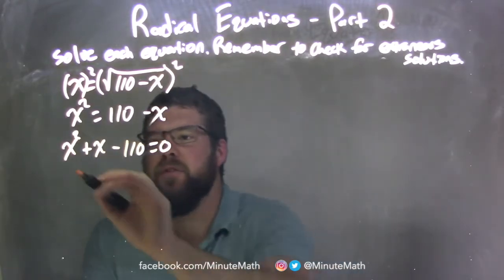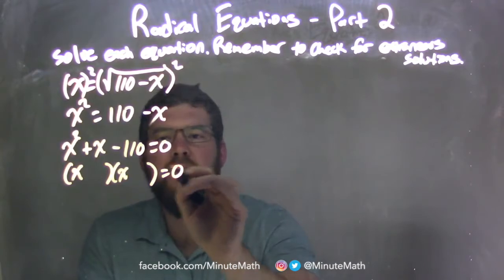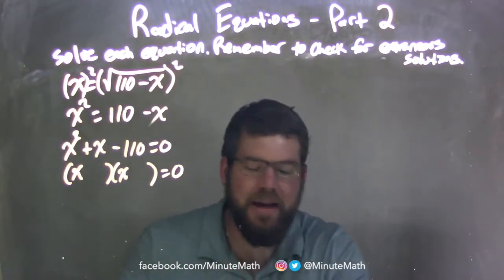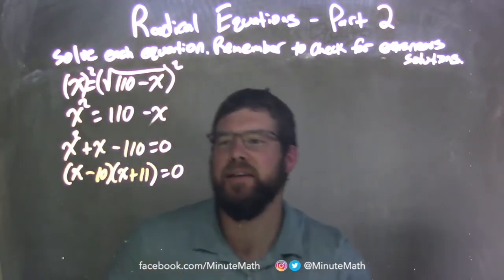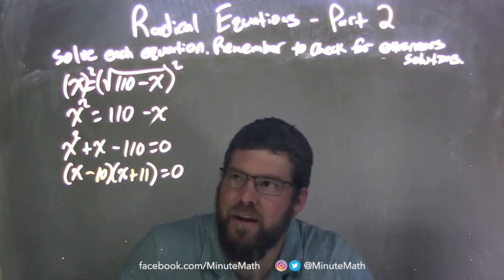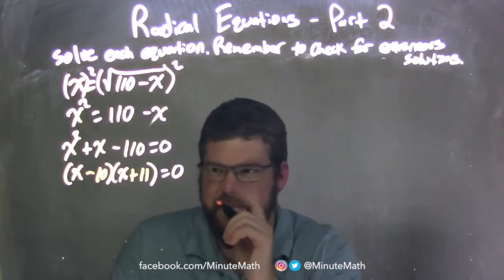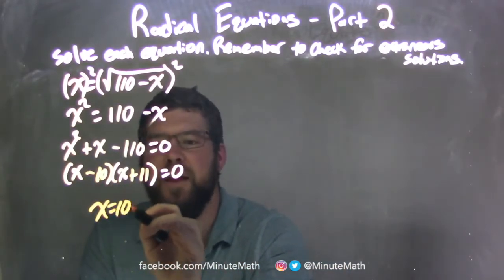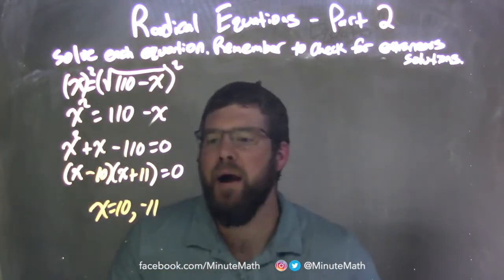So now I need to factor that. Well, what two numbers multiply to be negative 110 and add to be 1? And we are looking at here a negative 10 and a positive 11. 10 times 11 is 110. Negative 10 times 11 is negative 110, but when we add those two together, we get a positive 1. So our two solutions, when we set each one equal to 0, are x equals positive 10 and a negative 11.